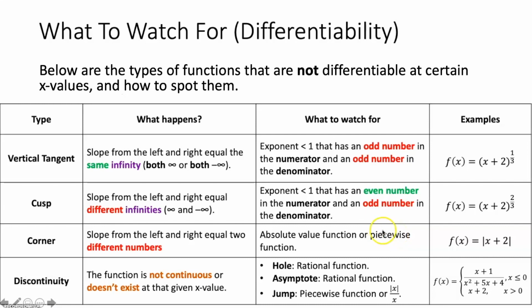So if the two parts of the piecewise function meet up at the same y value, but the slope coming in from the left does not equal the slope coming in from the right, you will have a corner at that given x value where they break up.